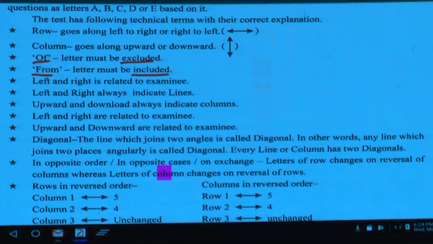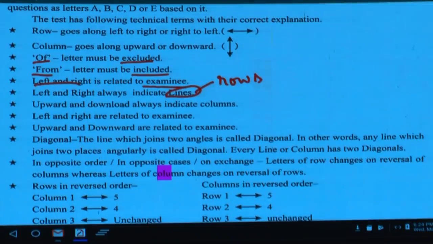And the next one, left and right. In this entire diagram, left is towards your left hand side and right is towards your right hand side, rather than the elements' left and right. You should always take your own left hand side and right hand side. Left and right always indicate lines. These lines are nothing but rows, moving along the x-axis, hence they are called rows.